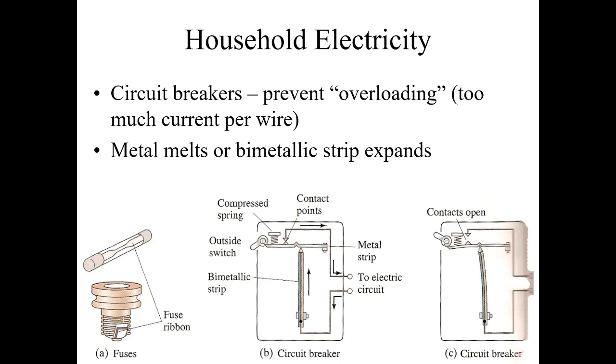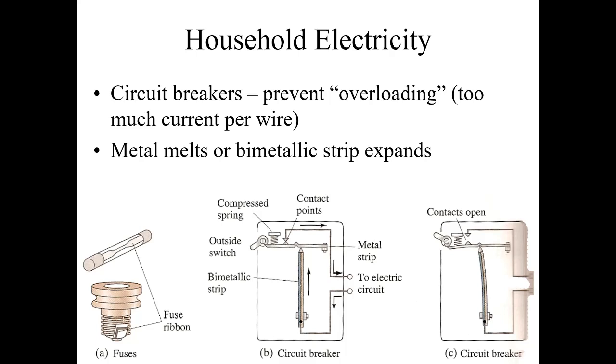A few more things on household electricity, and then we'll wrap it up. Now, circuit breakers are in your house and in my house. We all have a circuit box down in the basement. These prevent overloading. You don't want too much current per wire. If you're trying to draw too much current through a wire, it could overheat, it could melt, you could have a fire. It could be a dangerous situation. So we prevent that.